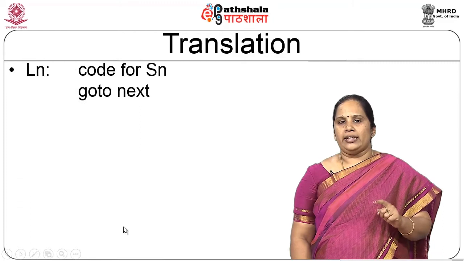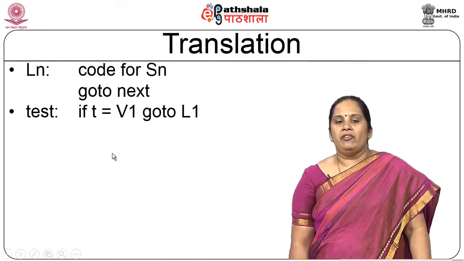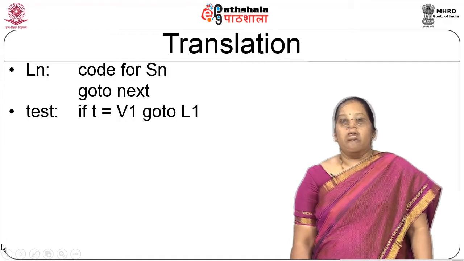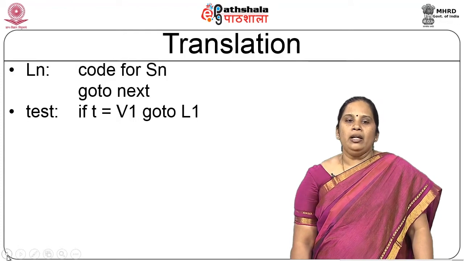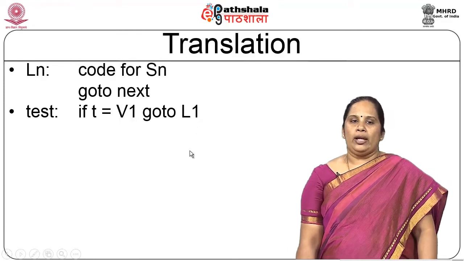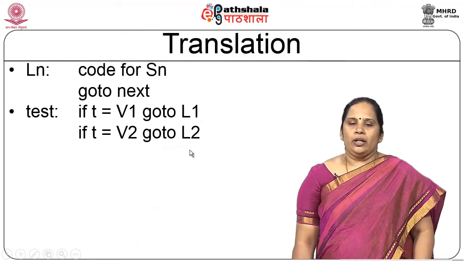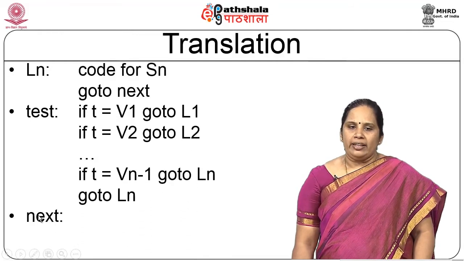Finally, I will have code for Sn, go to next, and then under the label test, what will I have is if T is equal to V1. What is T actually? T corresponds to the variable under which I have evaluated the expression E and stored the result. So, if T is equal to V1, I will say go to L1. If T equal to V2, I will say go to L2, T equal to V3, go to L3, etc. So, finally, I will have a next.